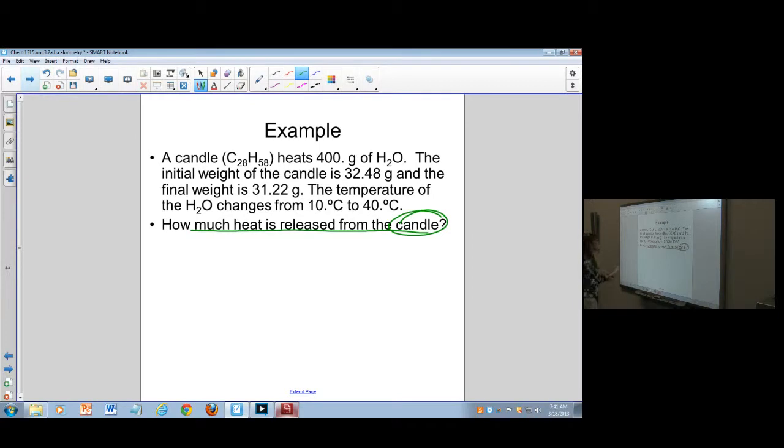We've got a candle. We know its molar mass, because the formula is given to us. So we'll take 28 times 12.01 and 58 times 1.008. This works out to be equal to 394.74 grams per mole. We know the molar mass of water. Hopefully you have that memorized by now, but just in case you don't, there it is.